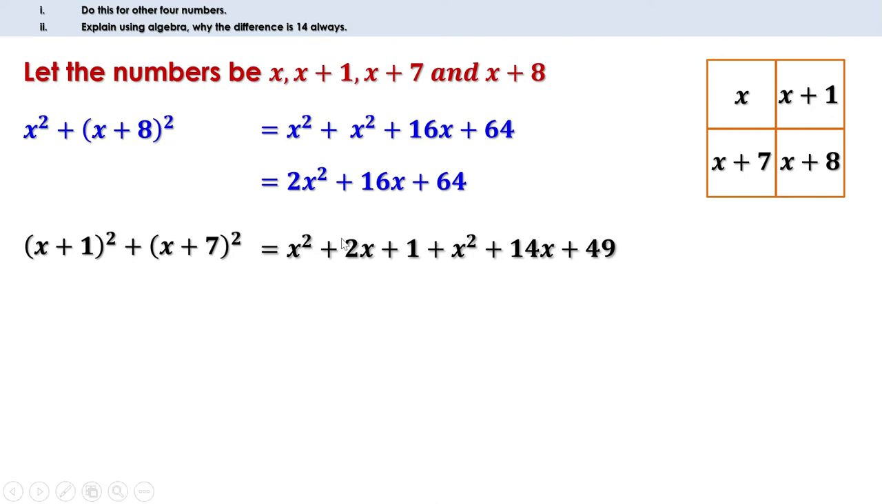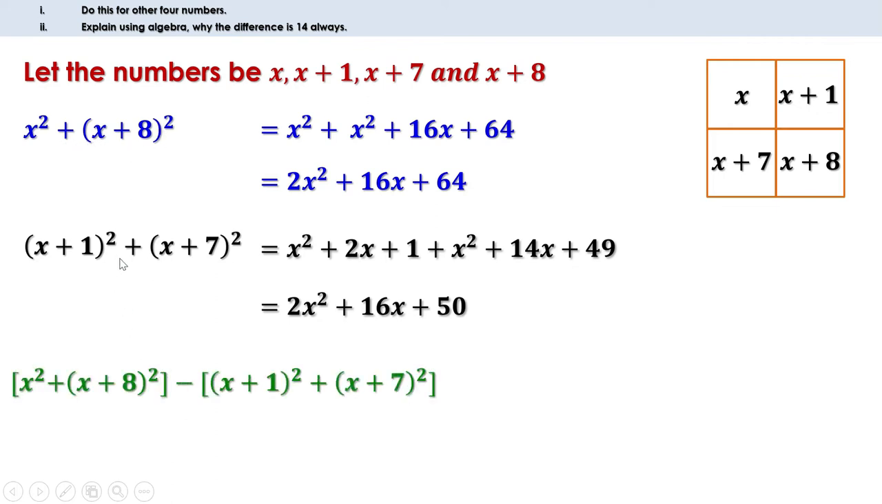Now let us add it together. X square plus x square is 2x square. 2x plus 14x is 16x. 1 plus 49 is 50. So this can be written as 2x square plus 16x plus 50. Now let us find the difference between them. That is x square plus x plus 8 whole square minus x plus 1 whole square plus x plus 7 whole square. That is 2x square plus 16x plus 64 minus 2x square plus 16x plus 50.